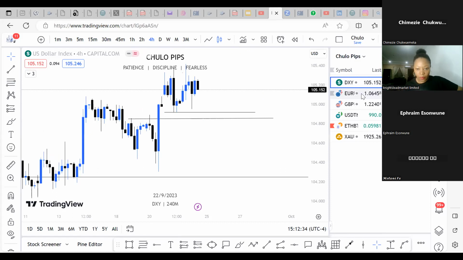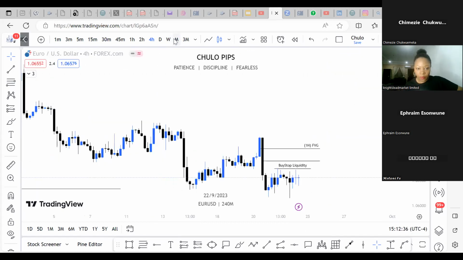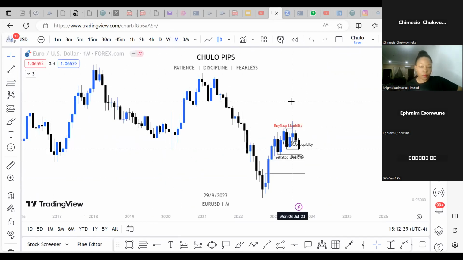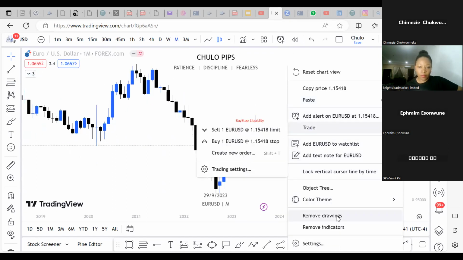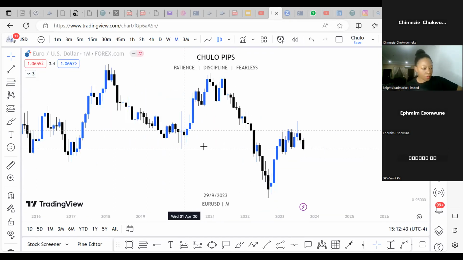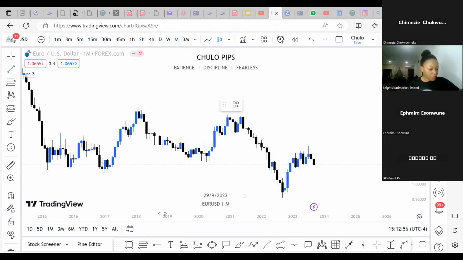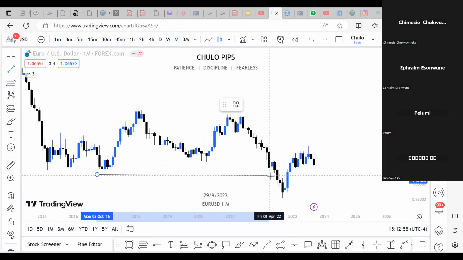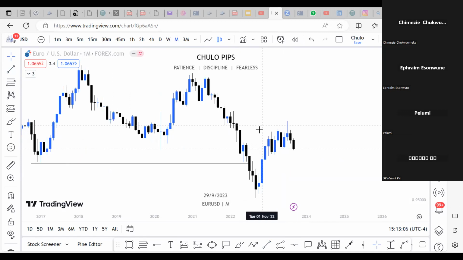Let's move to EUR/USD and see what we have on EUR/USD, starting from the monthly time frame. I'll have to delete all these things and start all afresh. Now, EUR/USD is like a vice versa of the DXY. So here we see this previous month's SSL taken out, giving us an indication that we should expect an up movement.